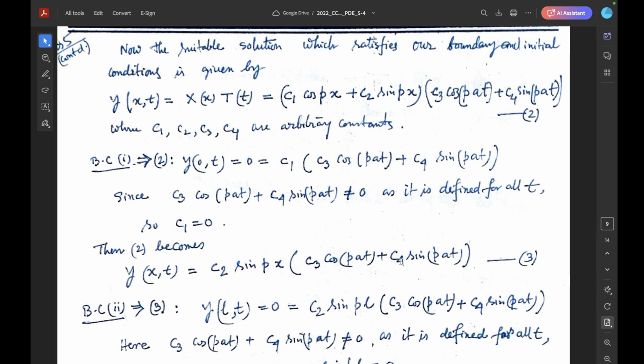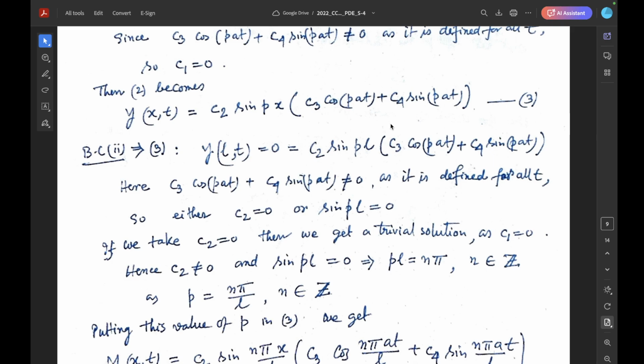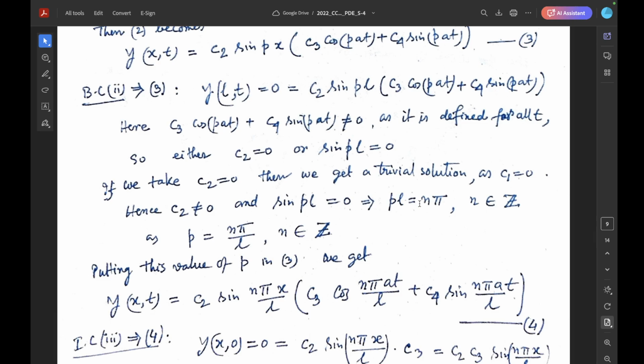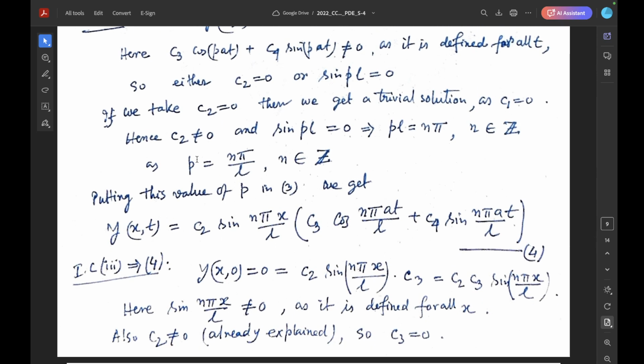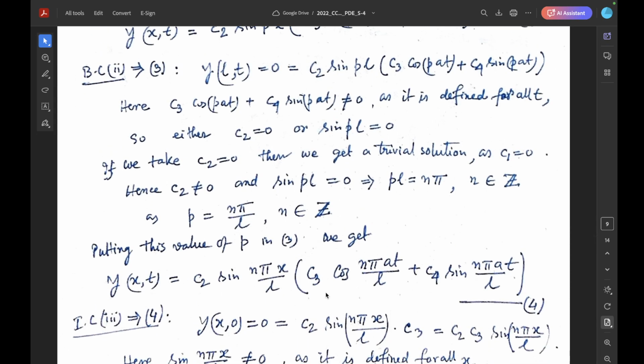Applying boundary condition 2 in 3, we get y(L,t) equal to 0. So c2 sin pL into (c3 cos pat plus c4 sin pat) equal to 0. The term c3 cos plus c4 sin is not equal to 0 as it is defined for all t. So c2 sin pL must be equal to 0, but c2 is not equal to 0 because otherwise this is a trivial solution. So sin pL equal to 0, which means pL equal to n pi, where n belongs to the integers, actually n equal to 1, 2, 3, 4, and so on. So p equal to n pi by L. Putting these values of p in 3, we get c2 sin n pi x by L into (c3 cos n pi at by L plus c4 sin n pi at by L).